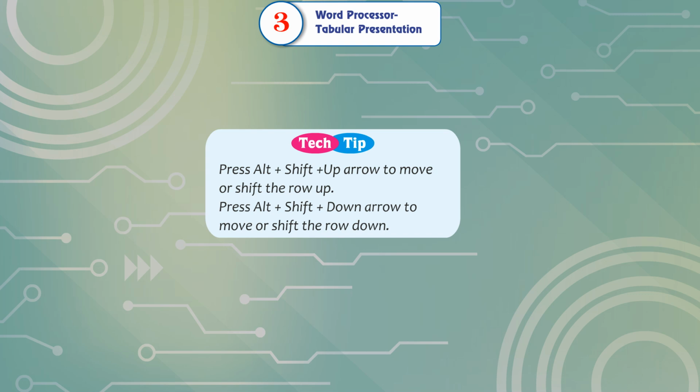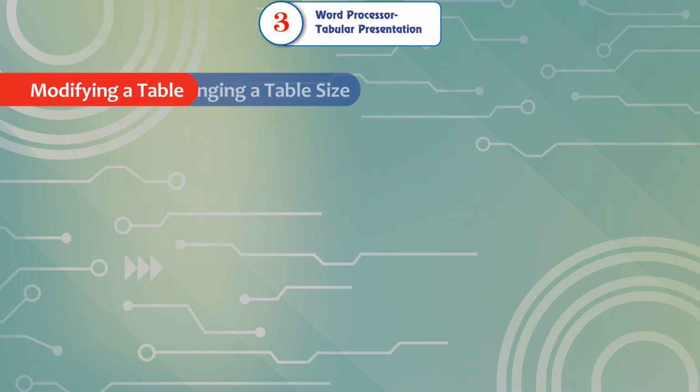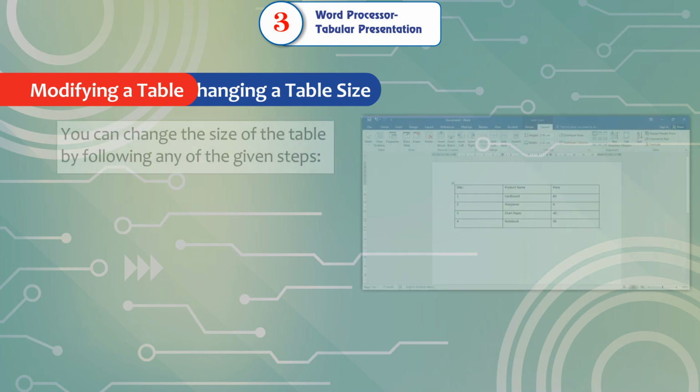Tech tip. Press Alt plus Shift plus up arrow to move or shift the row up. Press Alt plus Shift plus down arrow to move or shift the row down. Changing a table size.